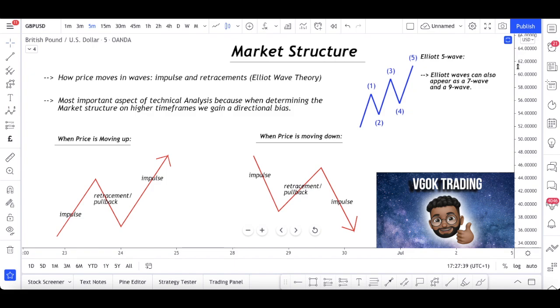And one thing I can't stress enough is how extremely important market structure is in your technical analysis. Because when you determine the market structure on a higher time frame, you're finding out the directional bias. So, which direction the market is going to be going, whether it's going to be going up or whether it's going to be going down. And that is simply what our job as traders is. That's what we're trying to do as a trader. We're just trying to establish how much a certain move is going to be going up or down.